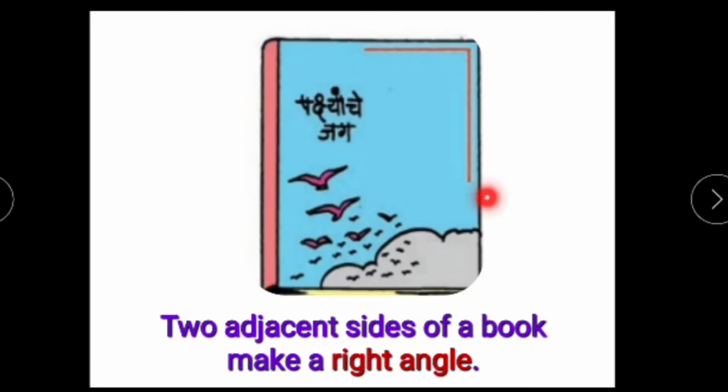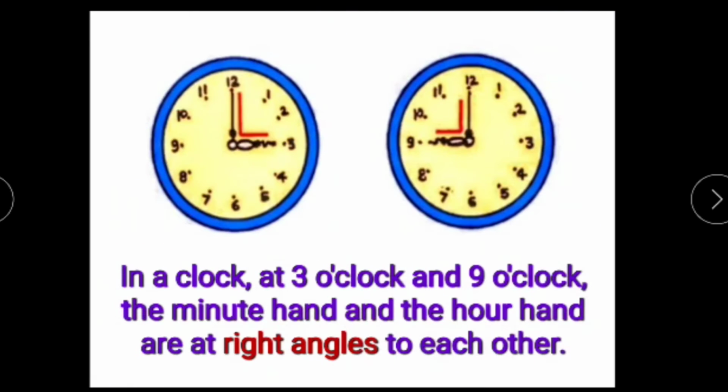Two adjacent sides of a book make a right angle. You can make a right angle here too. This is also a right angle. Here is also a right angle. Now in a clock, at 3 o'clock and 9 o'clock, the minute hand and the hour hand are at a right angle to each other. You can see this right angle here.